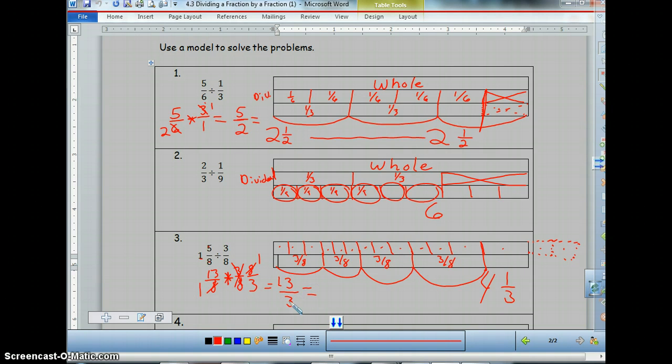How many 3's go into 13? Well, I know that 3 times 4 is 12. And that leaves 1/3 left over. And this is where I get really excited because it matches the model.